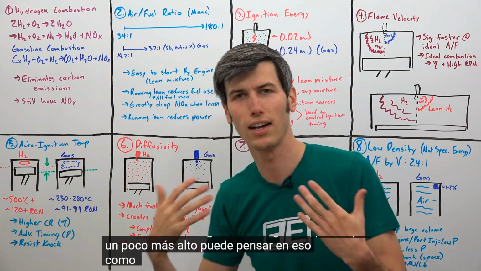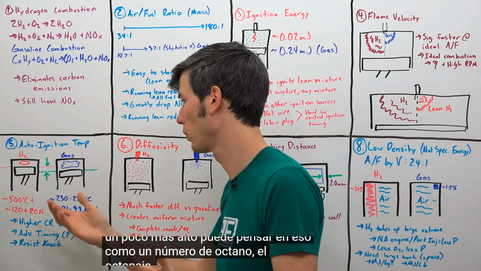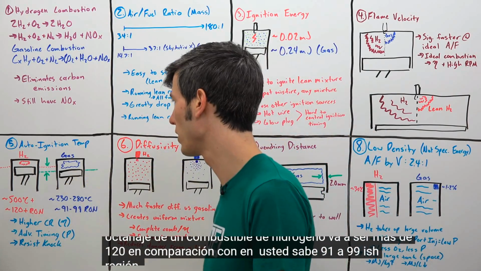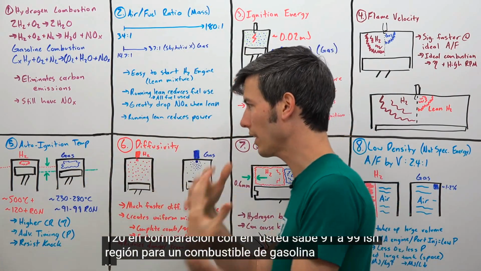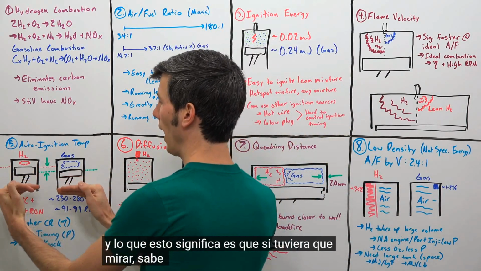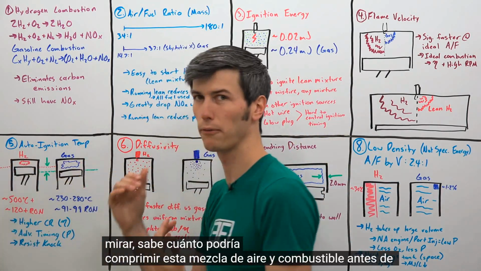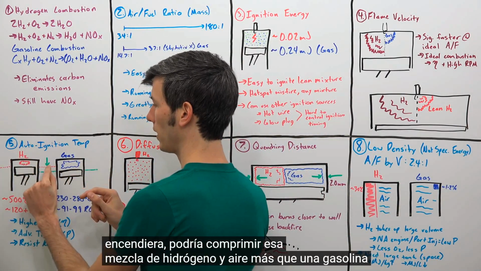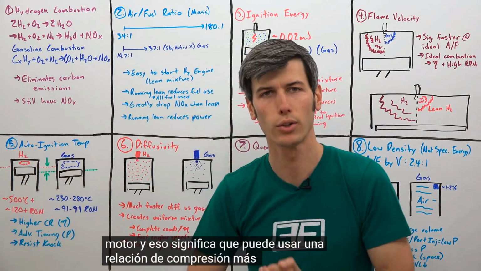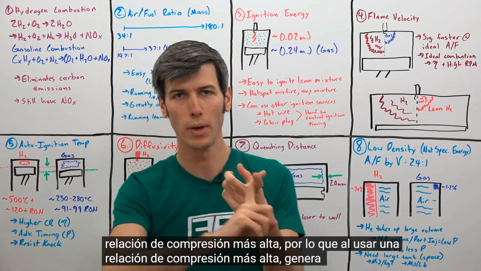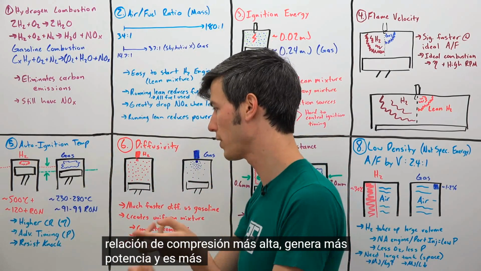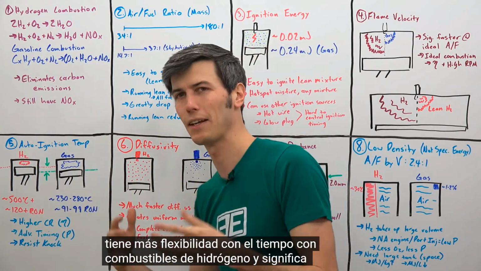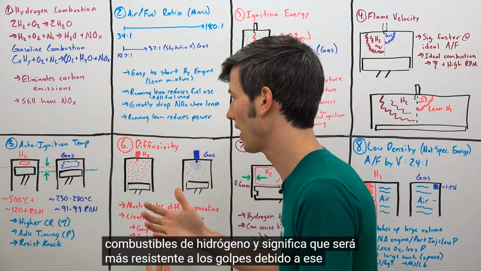You can think of that as an octane number. A hydrogen fuel's octane number is going to be over 120 versus in the 91 to 99-ish region for a gasoline fuel. And so what this means is if you were to look at how much you could compress this air-fuel mixture before it ignited, you could compress that hydrogen and air mixture more than a gasoline engine. And that means you can use a higher compression ratio. So by using a higher compression ratio, you make more power and you are more efficient. It also means you can advance timing more. You have more flexibility with timing with hydrogen fuels. And it means it will be more resistant to knock because of that high octane number.